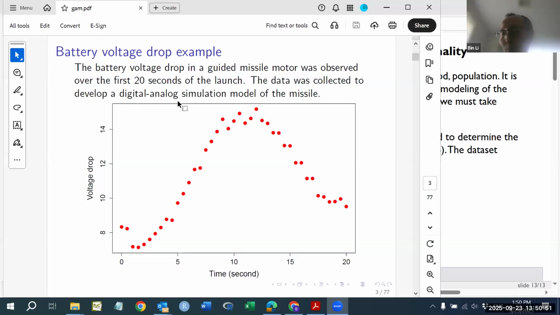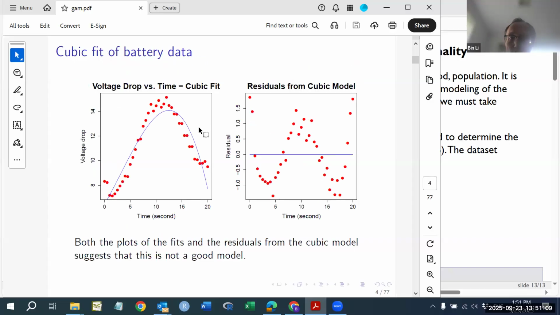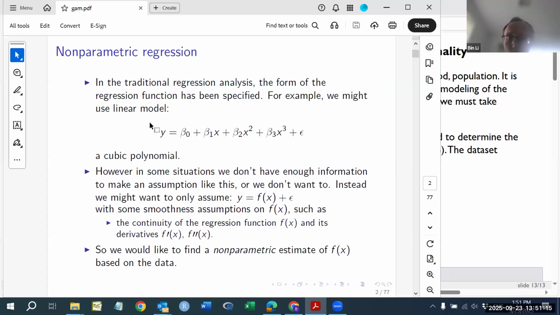As a simple example, this is the battery voltage drop example. You can see the horizontal axis is time and the vertical axis is the voltage drop. We have the observed data points as red dots. So how do we fit that? First, let's just fit a cubic model. So what is a cubic model? This is a cubic model.